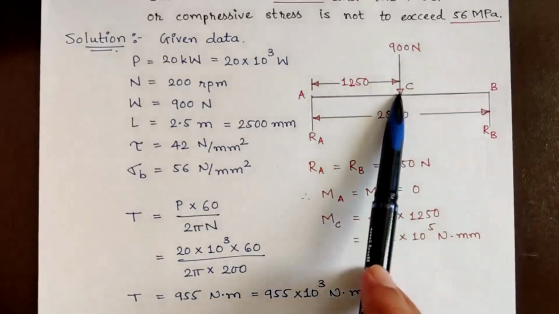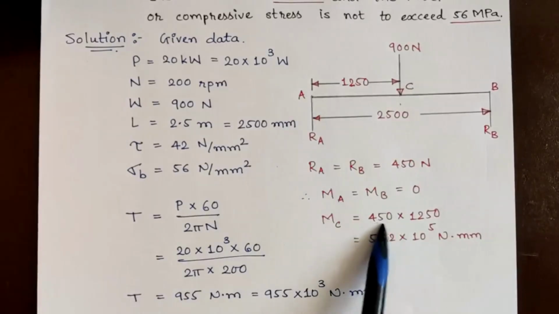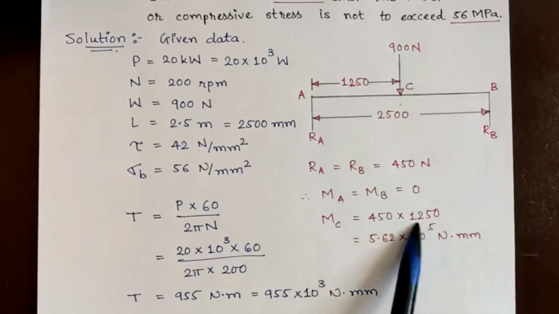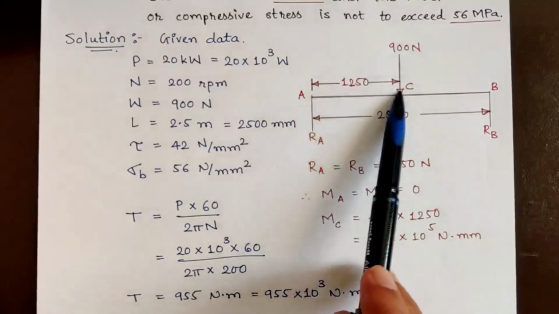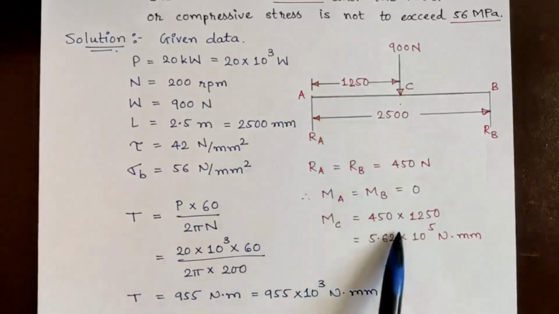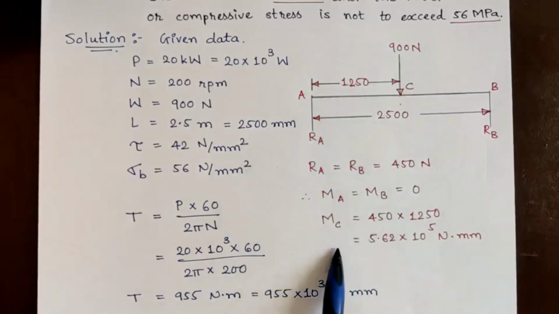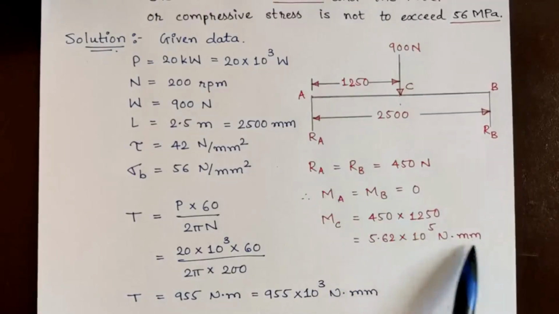If we consider moment around point C from the left hand side, then force is RA, that is 450 into distance. Distance of point C from A is 1250 in terms of mm. So we will get moment around point C as 5.62 into 10 to the power 5 Newton into mm.